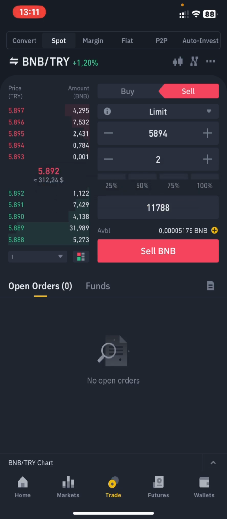Maybe you are not living in Turkey. How will you get an account? How will you register to be able to have a Turkish account to withdraw this money into? So you don't need to worry.